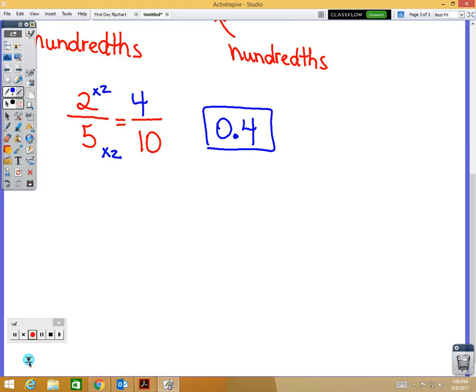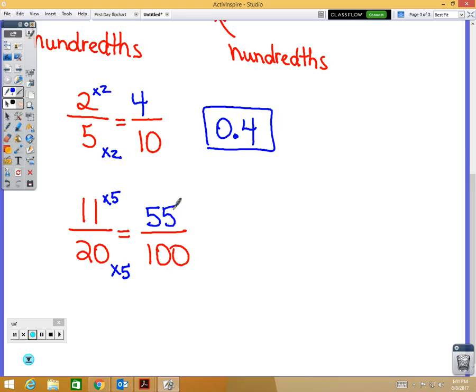What if you had 11/20? Let's not make this into a 10, but could we do 20 times something to get 100? All right. 20 times what is 100? 20 times 5 is 100. So that means we have to do 5 times 11 also, which is 55. So this is 55 hundredths.